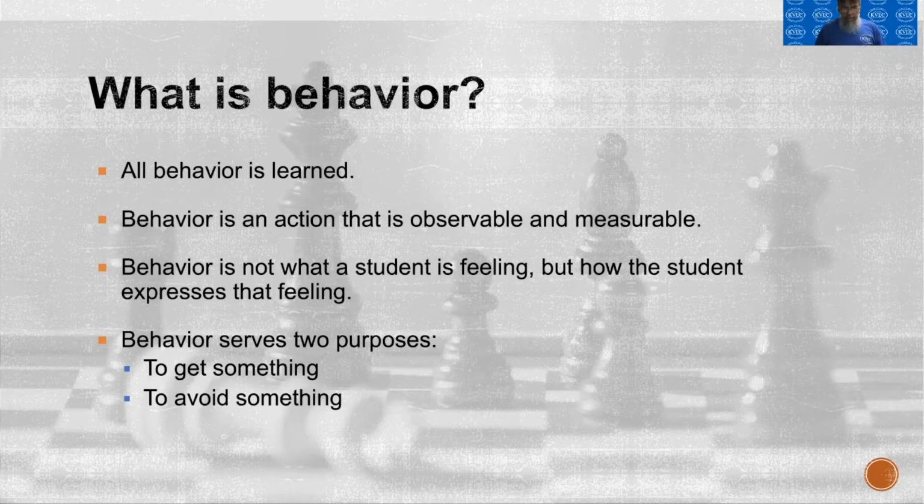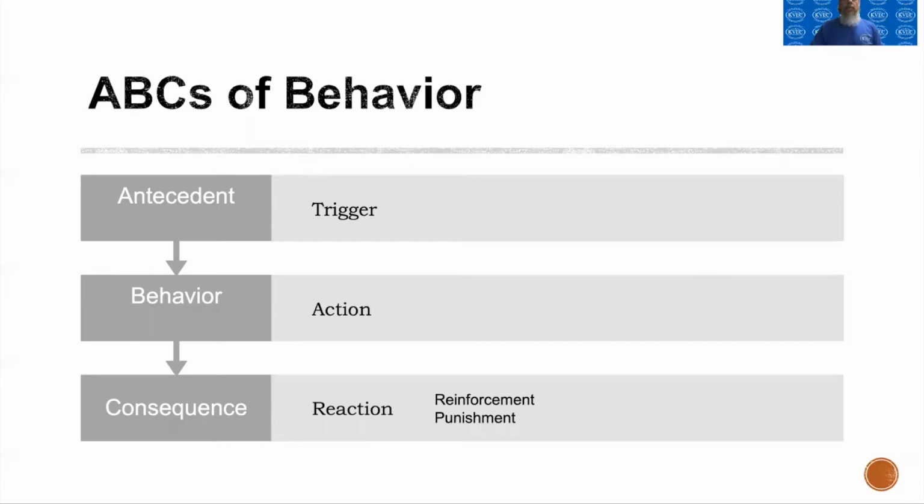And behavior serves one of two purposes. It's to either get something or to avoid something. All behaviors serve those purposes. So when we're looking at behavior, we think of the ABCs of behavior. The ABCs of behavior are the antecedent, behavior, and the consequence. An antecedent happens immediately before the behavior, immediately before the action. So the antecedent, you could say, is a trigger.